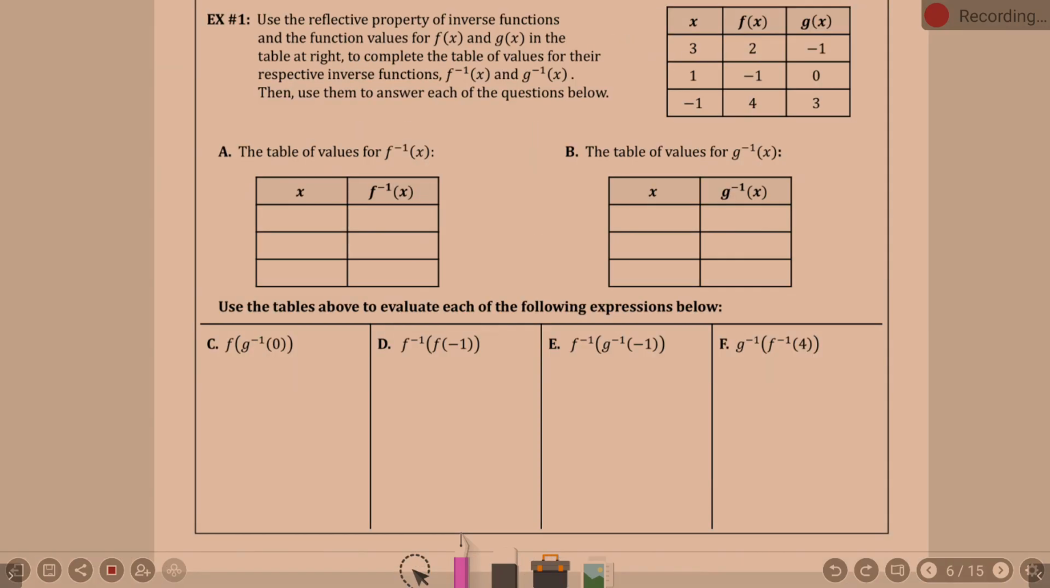Now, this is kind of our intro business here. They give us a table with f of x and g of x. It asks us to use the reflective property of inverse functions and the function values for f and g in the table at right to complete the table of values for the respective inverses, f inverse and g inverse. Then use them to answer each of the questions below. So they want us to fill out this table of values for f inverse of x.